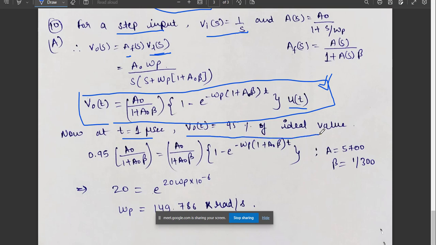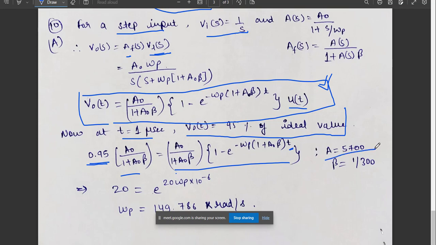The output is 95% of the ideal value. This is what is given in the question. So we'll put it here: this is the ideal value, and 0.95 of it will be this, and t we'll put as 1 microsecond. We put everything in and we'll be able to find omega p.